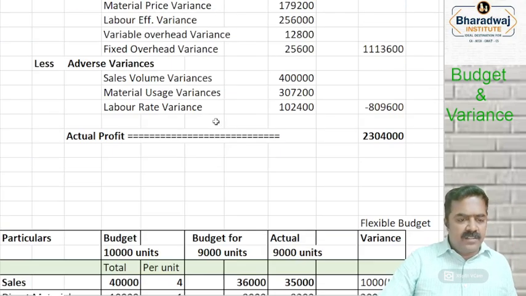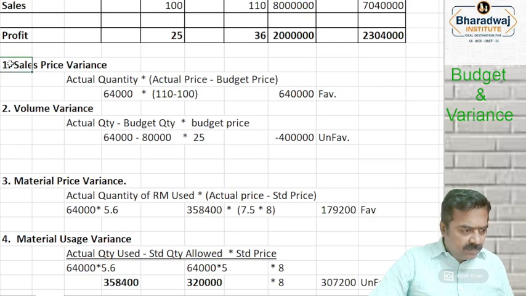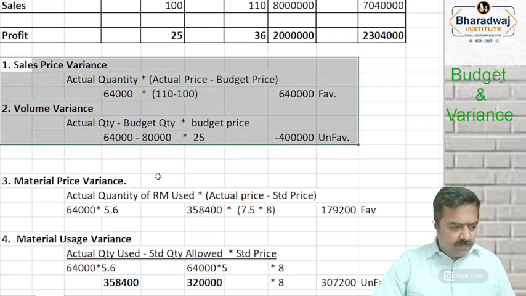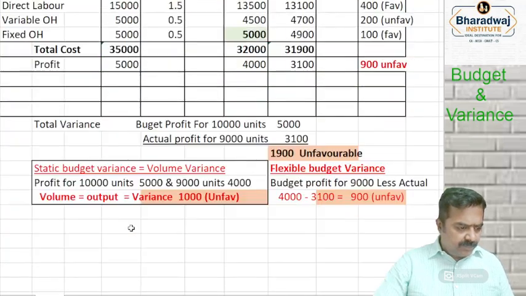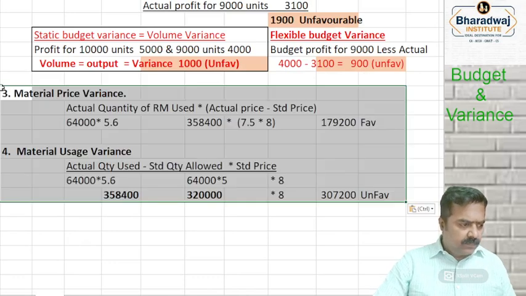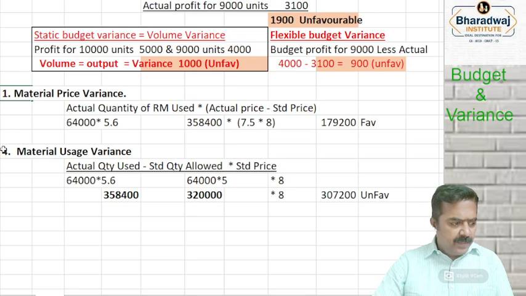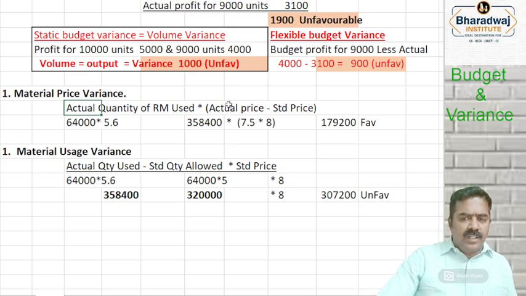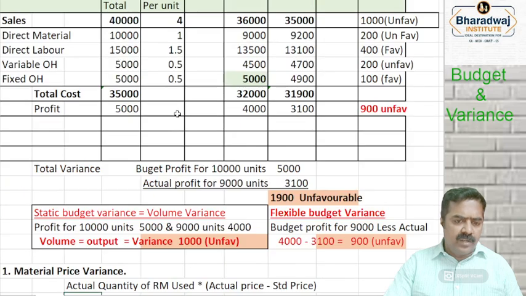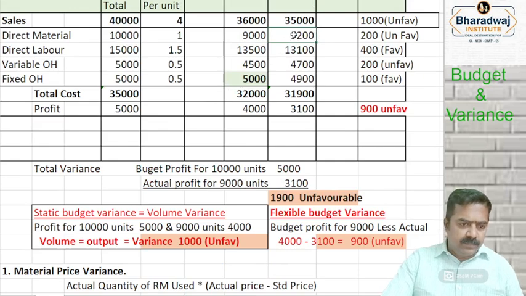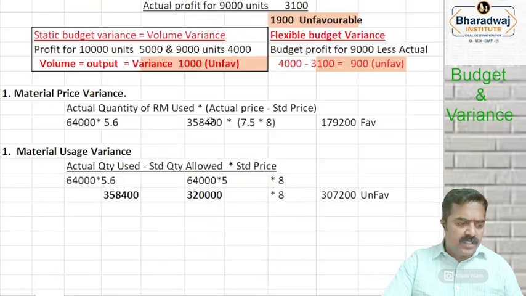Have you tried price variance? Material price variance, usage variance, we can work out first. Material price variance, let me do. Actual quantity of raw material used into actual price minus standard price. What is the actual quantity of raw material used? $9,200 is given to us in the question.